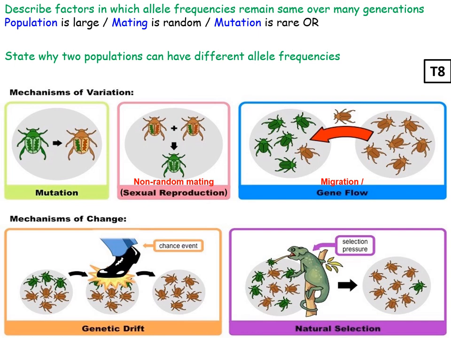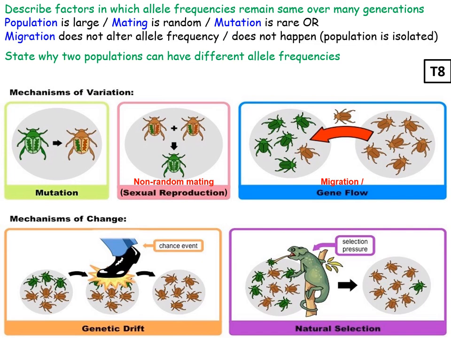So which factors keep allele frequencies the same? First of all, having an extremely large population means that allele frequencies are less likely to change, because any chance event will have less of an impact. Mating is also random, so there's no advantage, there's random mating. Mutation being very rare decreases the chance of allele frequencies changing. Also, if migration doesn't happen or doesn't alter the allele frequency, or the population is isolated, you could also say these are factors in which allele frequencies stay the same over many generations.